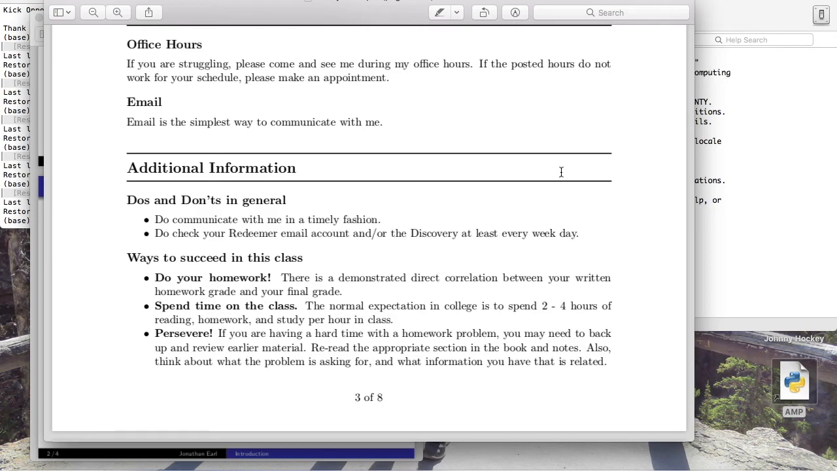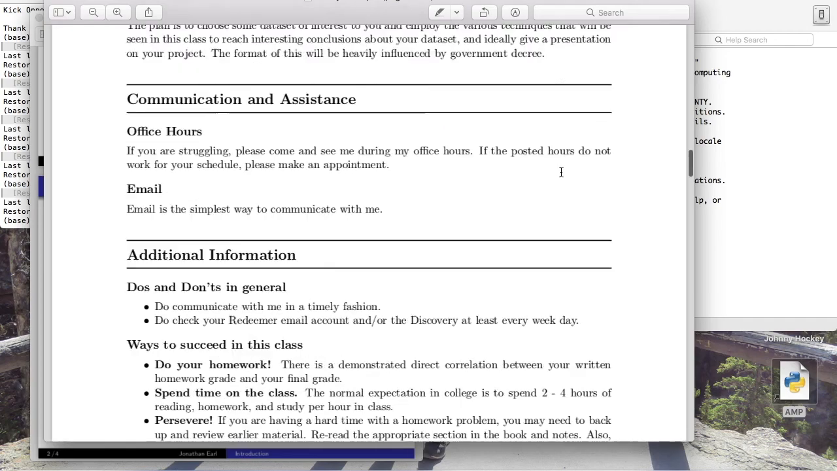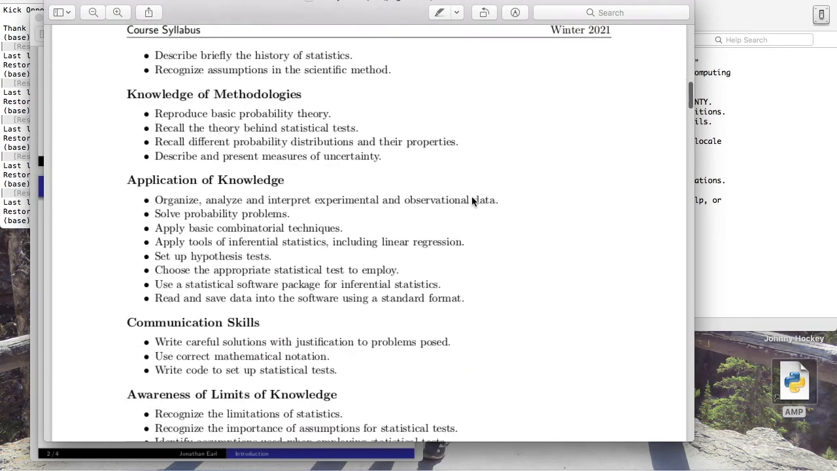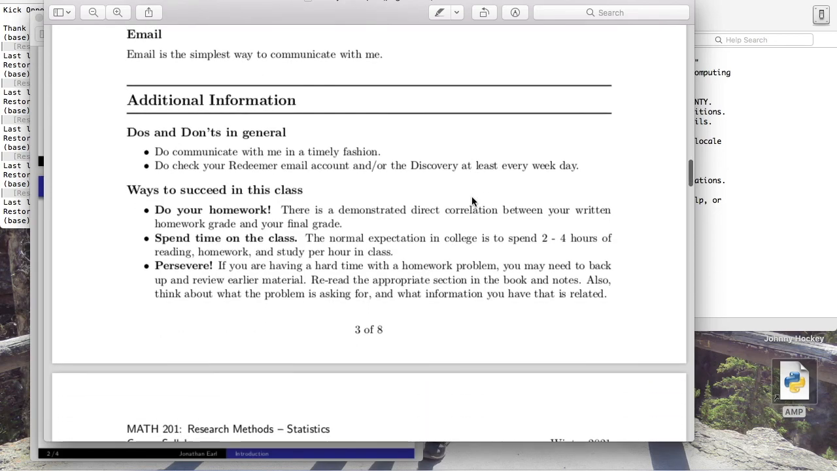Okay, the easiest way to get in touch with me, especially with us not being able to meet in person, is just send me an email, and my email is up at the top, jearl@redeemer.ca. And I've also included some suggestions on how you can succeed.